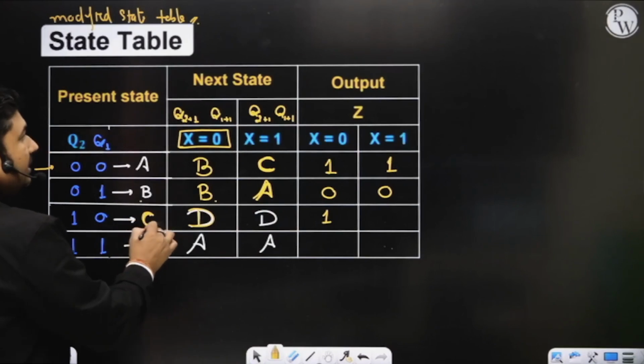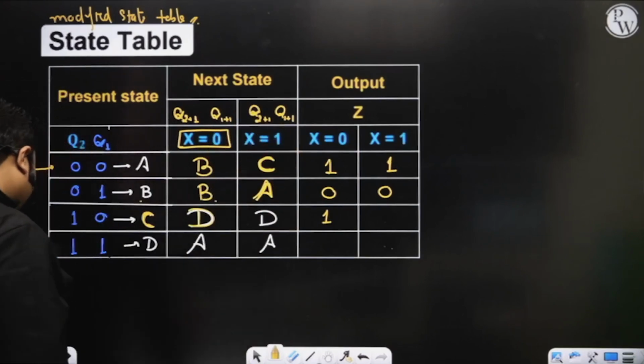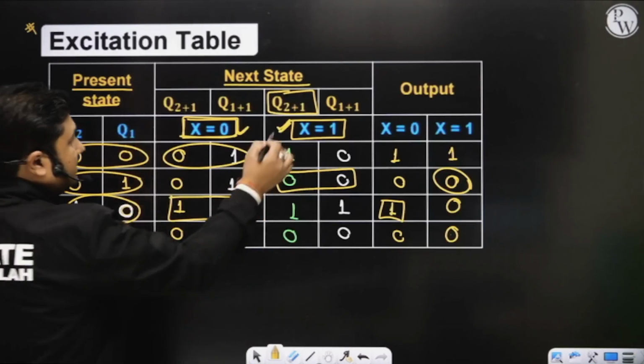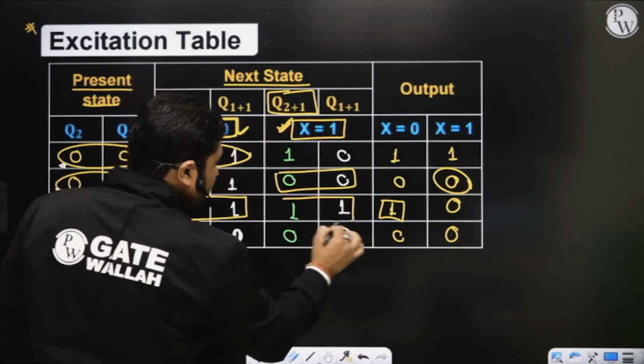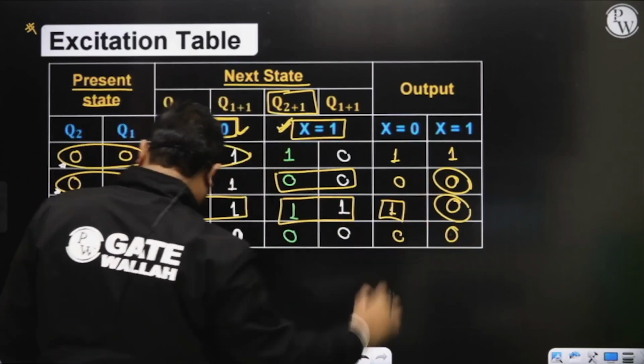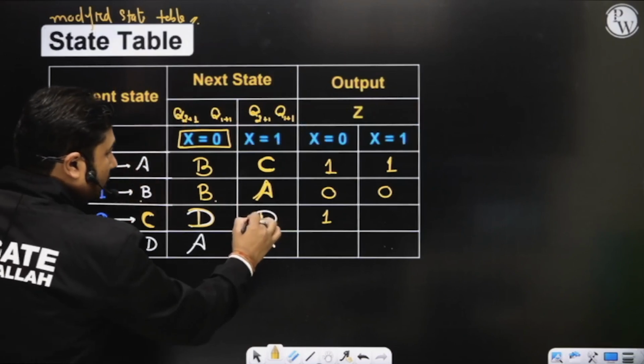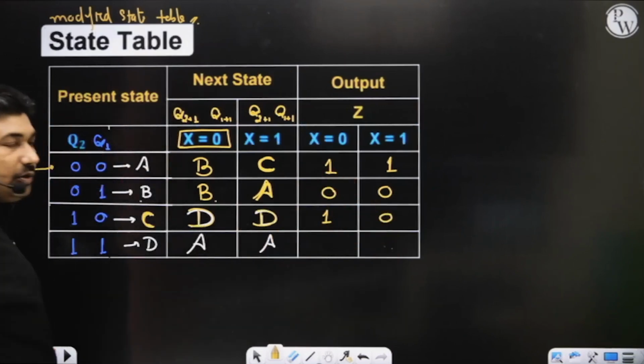Present state C with X equals 1: next state D, output 0. Hoping you are able to understand this.